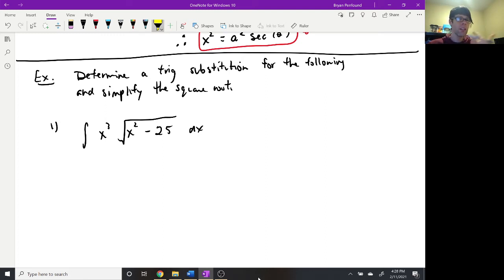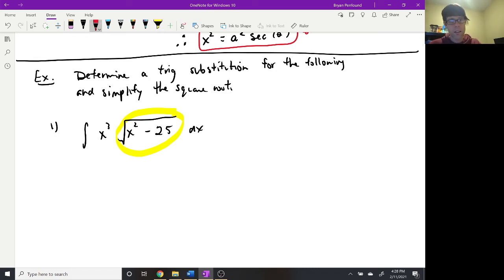Okay, so when I look at a problem like this, and I see a square root that is a squared thing plus or minus a squared thing, my first instinct is to think about doing a substitution in order to get rid of the square root. In this case, we might also be able to do a regular u substitution and make this work. I think we can probably do a u sub as well. So I might show you both cases here, but let's try to find a trig sub because that's what the example wants us to do.